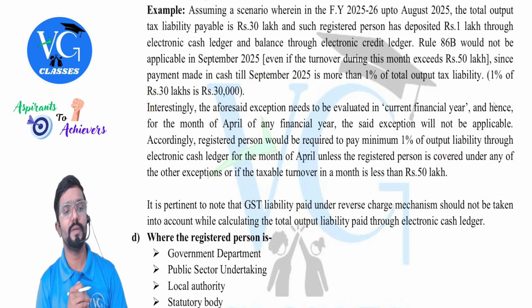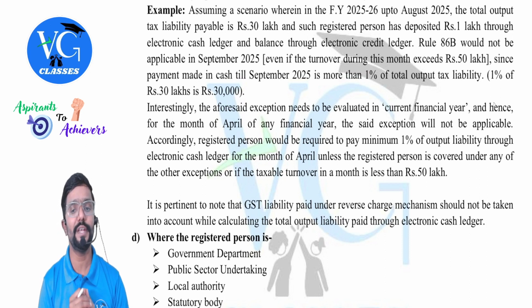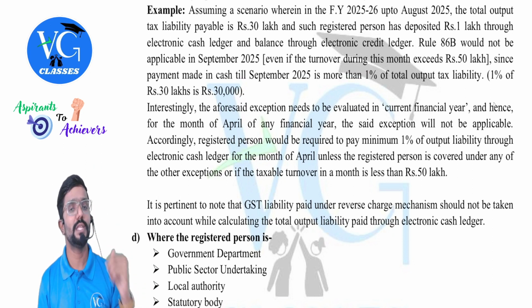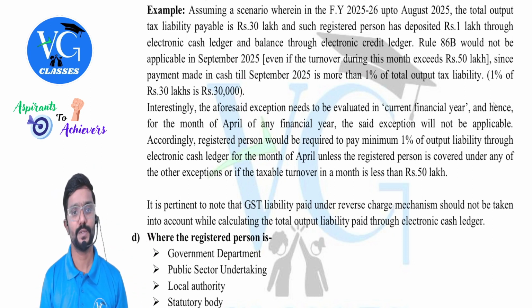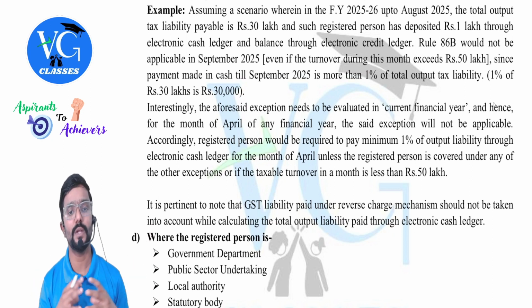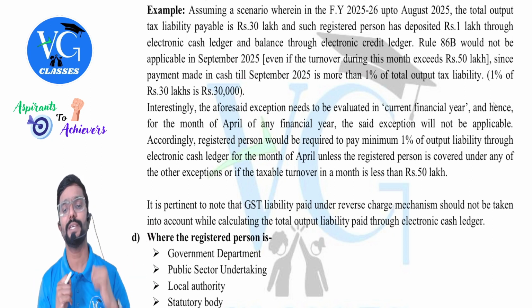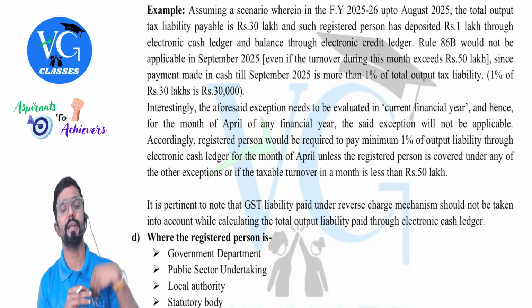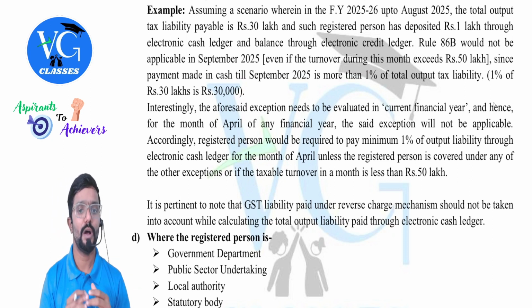But for April, I have given one paragraph there. Interestingly, the aforesaid exception needs to be evaluated in the current financial year, and hence for the month of April of any financial year, the said exception will not be applicable. Only for April month, the C point will not be relevant, guys. Accordingly, a registered person would be required to pay minimum 1% of output liability through the electronic cash ledger for the month of April, unless the registered person is covered under any of the other exceptions, or if the taxable turnover in a month is less than 50 lakh.